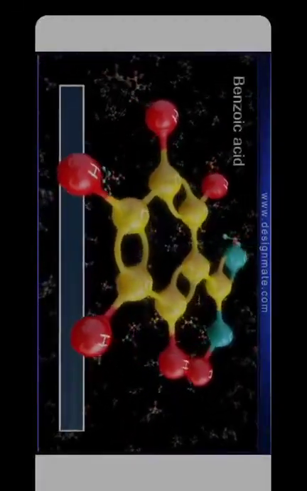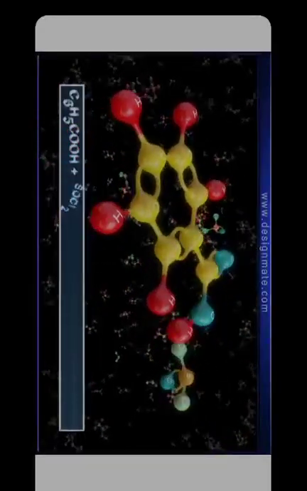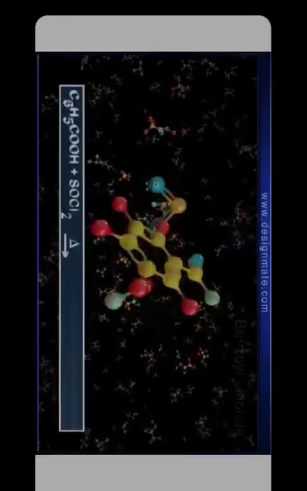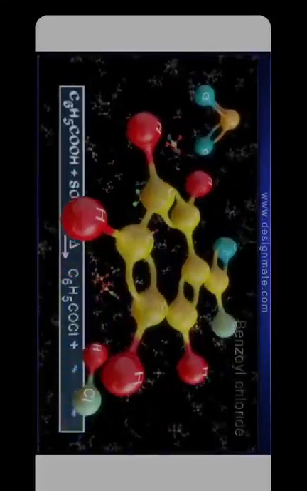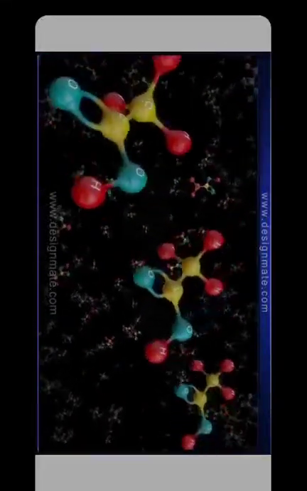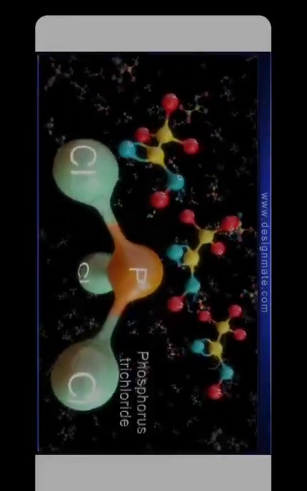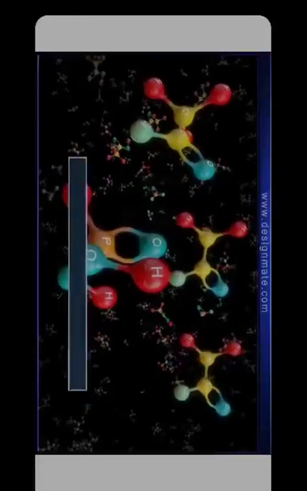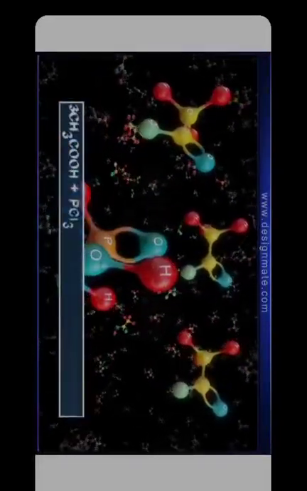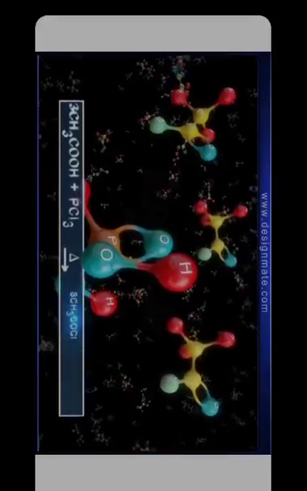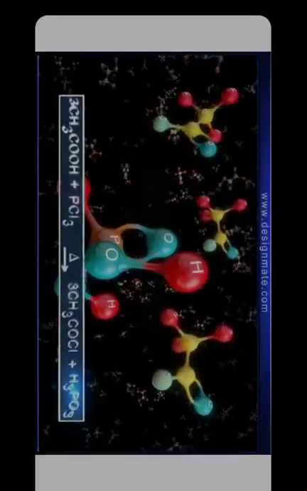Similarly, benzoic acid also reacts with thionyl chloride, SOCl2, giving benzoyl chloride, SO2 and HCl. Carboxylic acid reacts with phosphorus trichloride, PCl3, to give acid chloride. 3CH3COOH plus PCl3 on heating gives 3CH3COCl plus H3PO3.